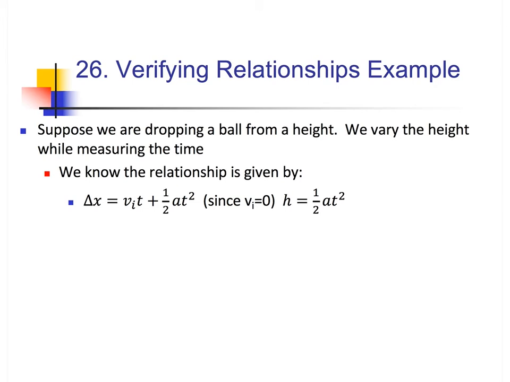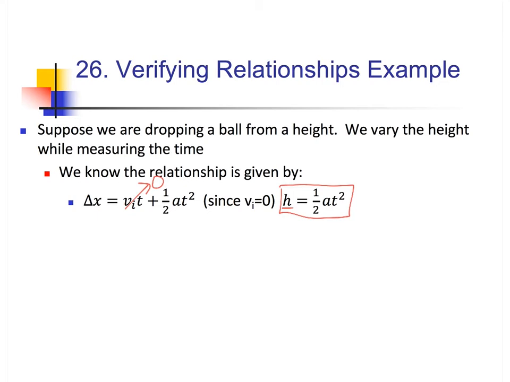So here's our example that we're going to work through. We're dropping a ball from some height, and we're going to vary the height that we drop the ball from while measuring the time that it's in the air. So, knowing our kinematics equation here, starting with delta x equals v_i t plus 1/2 a t squared, our initial velocity, since we're dropping it, is going to be 0. That's going away. And so I'm just going to replace delta x with height, and we're left with this relationship. Height is equal to 1/2 times a t squared.